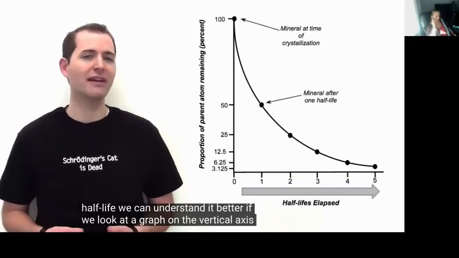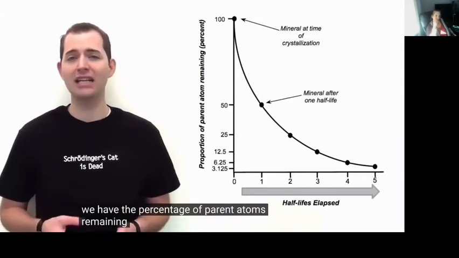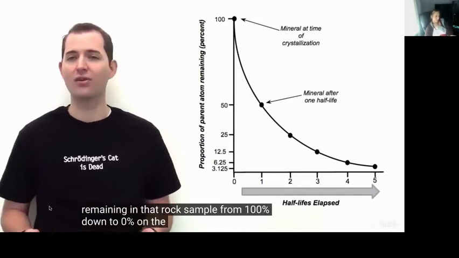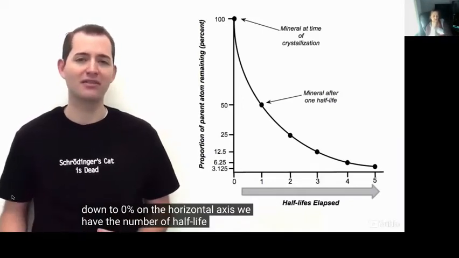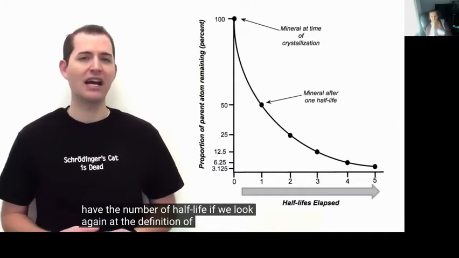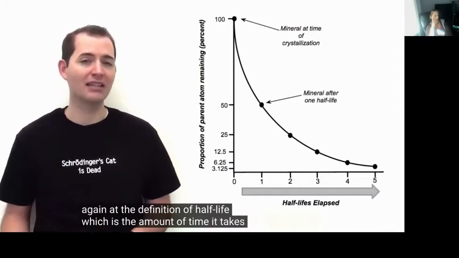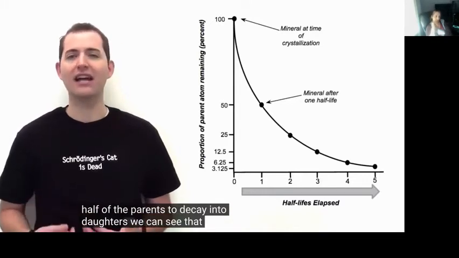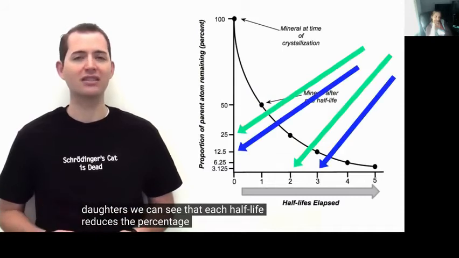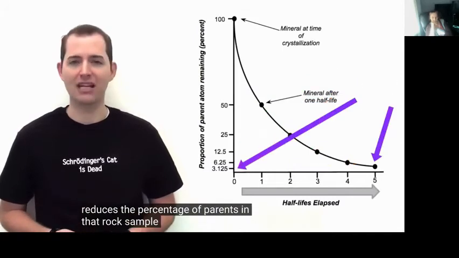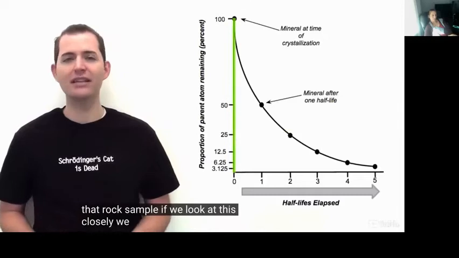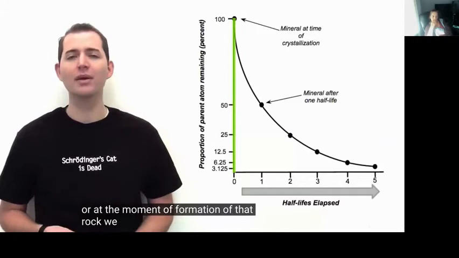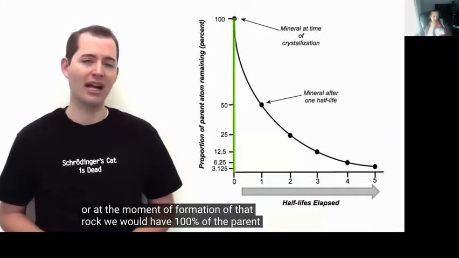On the vertical axis, we have the percentage of parent atoms remaining in that rock sample from 100% down to 0%. On the horizontal axis, we have the number of half-lives. If we look again at the definition of half-life, which is the amount of time it takes for half of the parents to decay into daughters, we can see that each half-life reduces the percentage of parents in that rock sample. If we look at this closely, we can see that at 0 half-lives, or at the moment of formation of that rock, we would have 100% of the parent atoms.